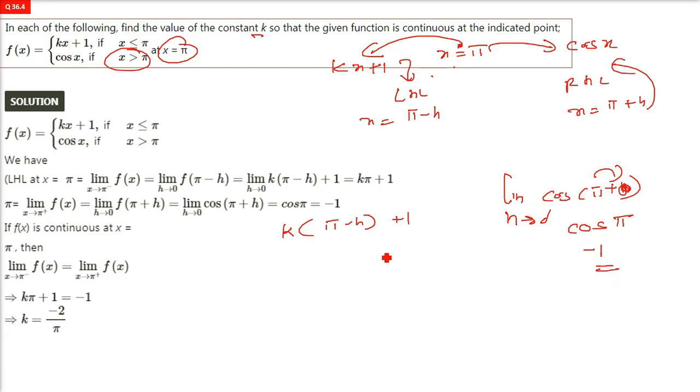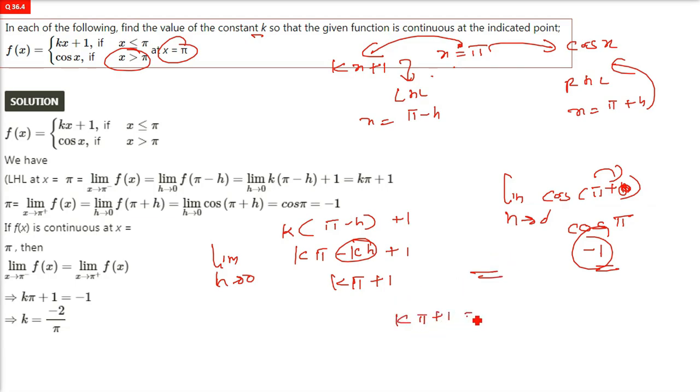It is k into pi minus h plus 1. You can have h as 0. Either you can open it as k pi minus kh plus 1, where the kh term is going to be 0, so k pi plus 1. Now k pi plus 1 has to be equated to negative 1 because LHL is equal to RHL. So k pi plus 1 equals negative 1. 1 goes there, so k pi is negative 2. k is equal to negative 2 by pi. Right? This is your answer.